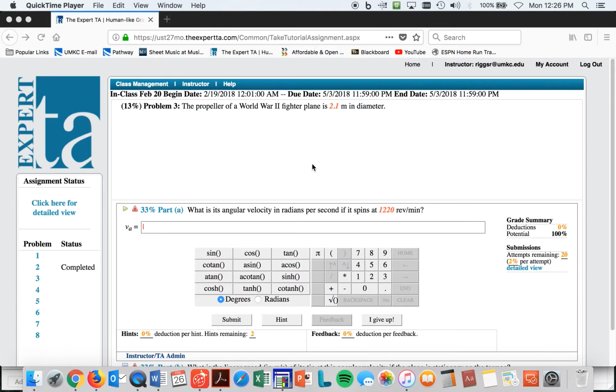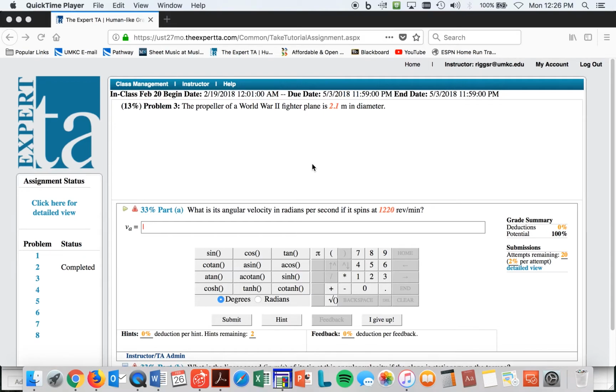I love this problem. It's got a little bit of everything in it. All right, so here we go. It's got a propeller of a World War II fighter plane. It's 2.1 meters in diameter. Got to be careful with that D word, diameter. Okay. What is the angular speed in radians per second if it's at 1,220 revolutions per minute?